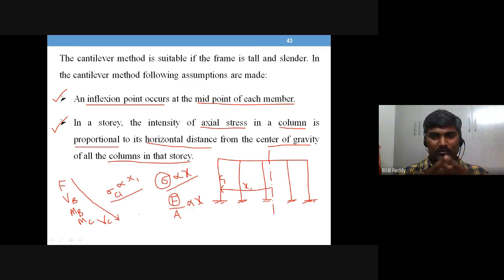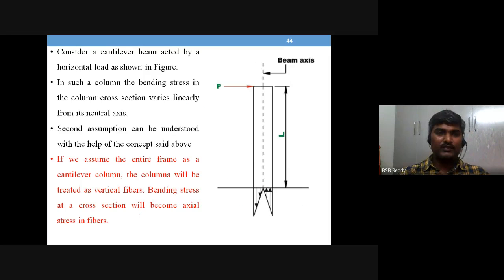So this is how the cantilever method proceeds to give the approximate solution. Let's see what is there in the introductory part. The assumption is stated, and we will see how you can relate that assumption with the theory available.